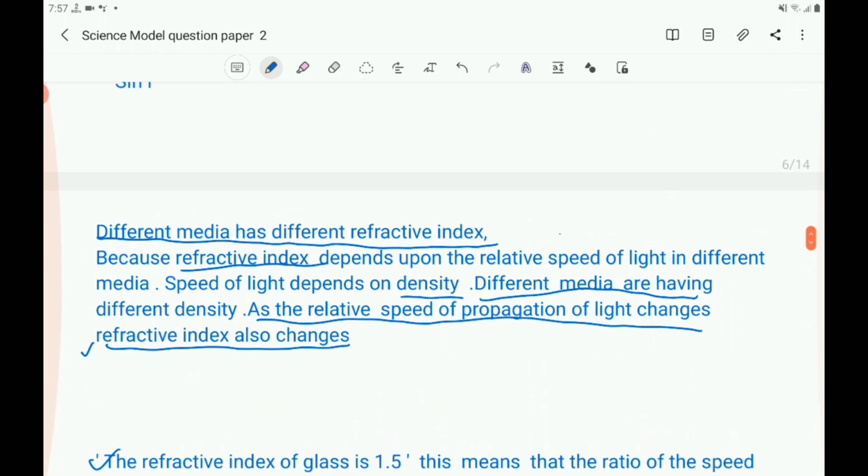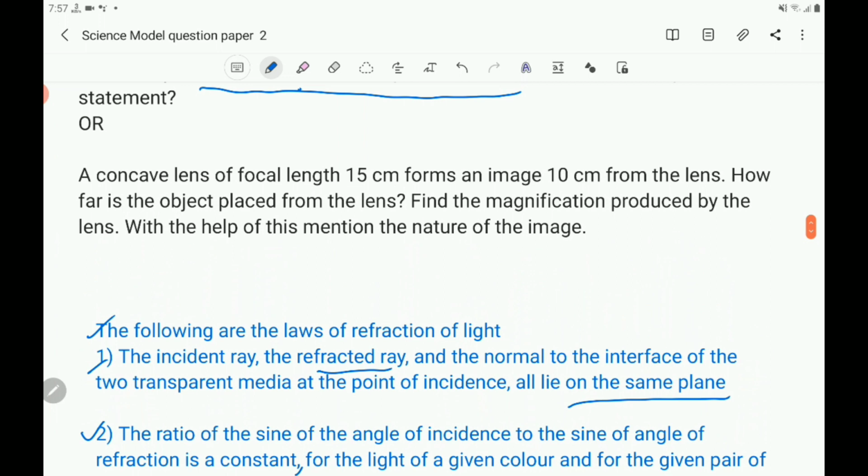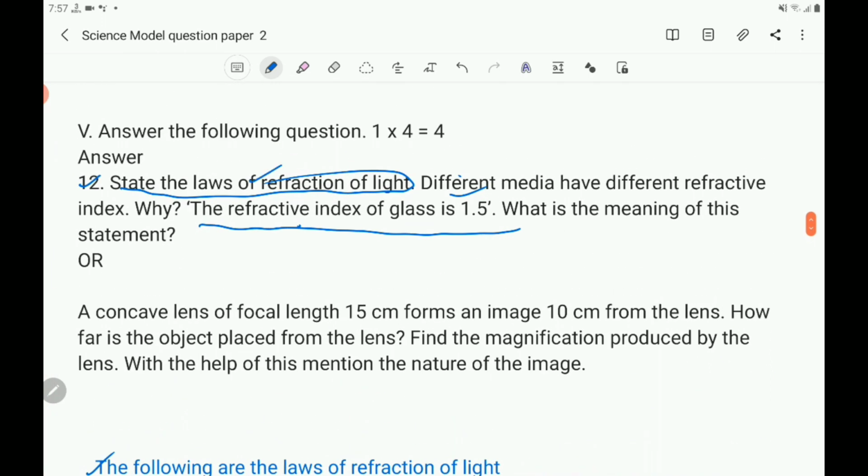So you got the answer for the first one. Here you got the answer for this, and also the answer for this. Next, let us take the choice question. A concave lens of focal length 15 cm forms an image 10 cm from the lens. How far is the object placed from the lens? Find the magnification produced by the lens. With the help of this, mention the nature of the image.